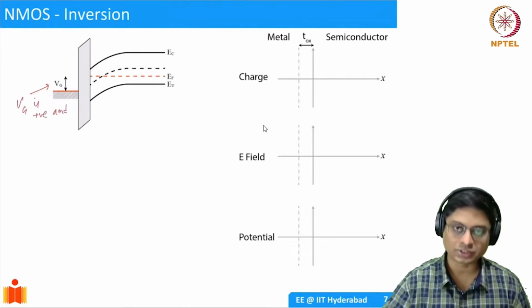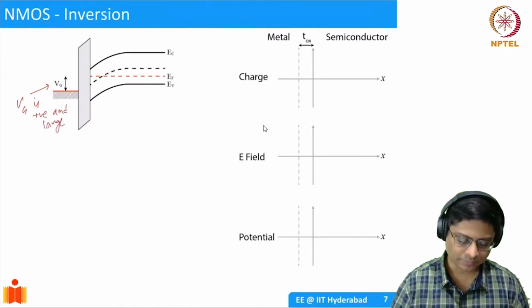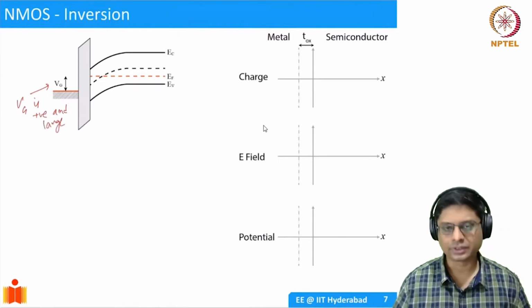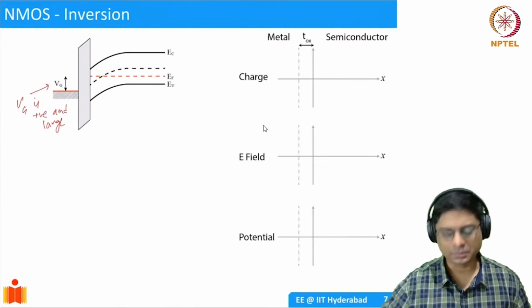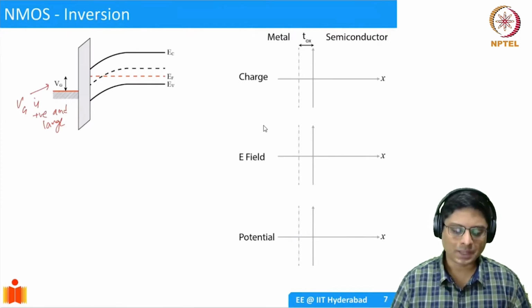Actually, it's not simple. We are actually going beyond inversion. We will discuss that in a moment. And large. Because of that, first you have depletion of the semiconductor, and then we have inversion. So what happens?